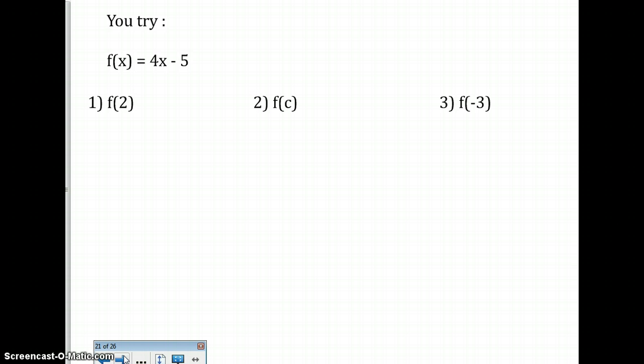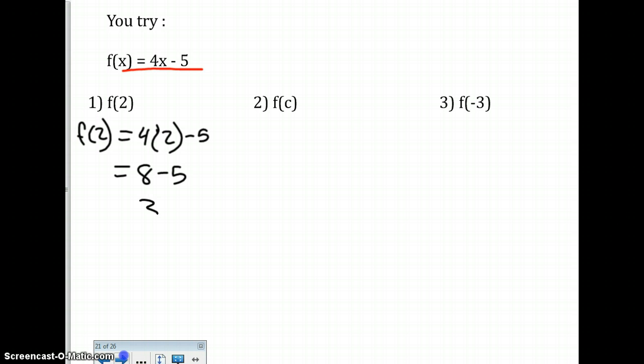So here's a handful for you to go ahead and try. Again, in all of these, you're coming back to this first function and inserting different values. So for the function of 2, we get 4 times 2 minus 5. That's going to equal 8 minus 5, which is 3.